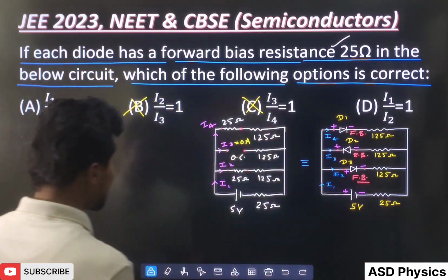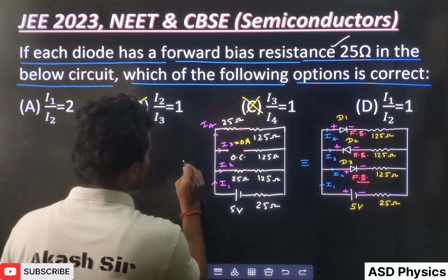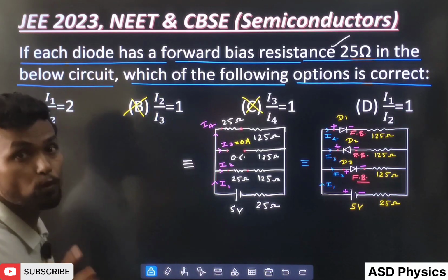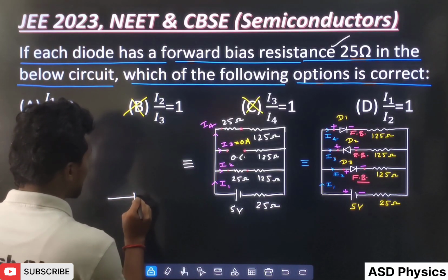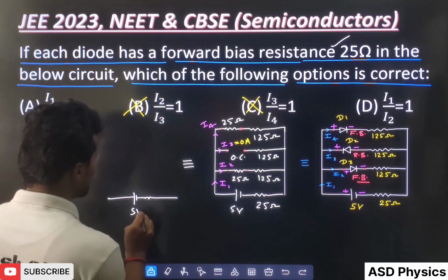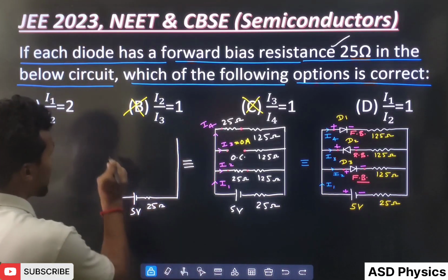Okay, so after that now we have to get the I1, I2 values. Next, we have to draw one more equivalent circuit. Kindly see here. Now I have taken this as my battery, so these things will be more clear. And this is the 25 ohm.